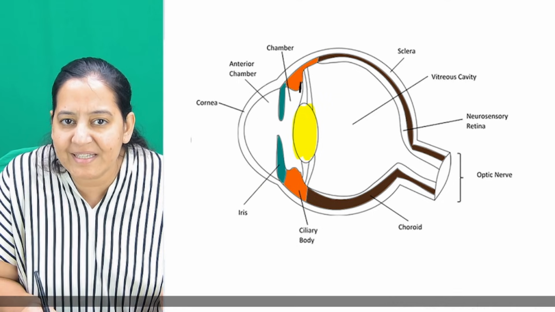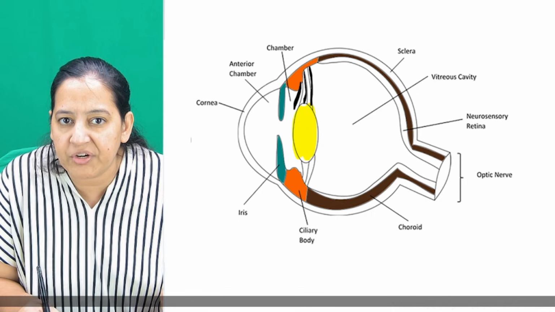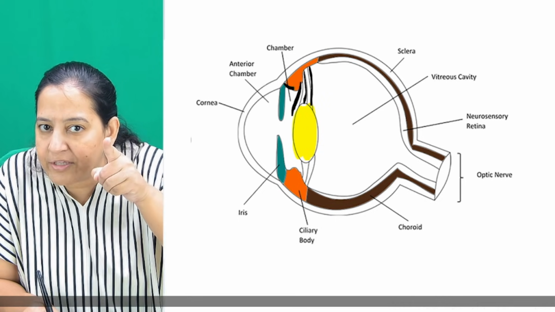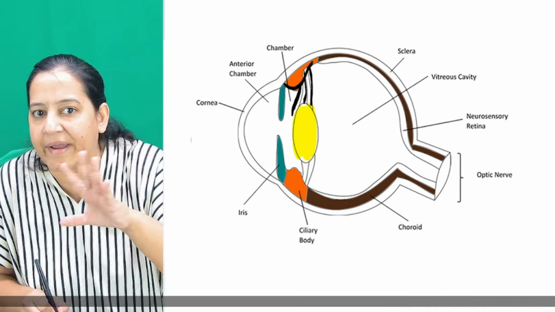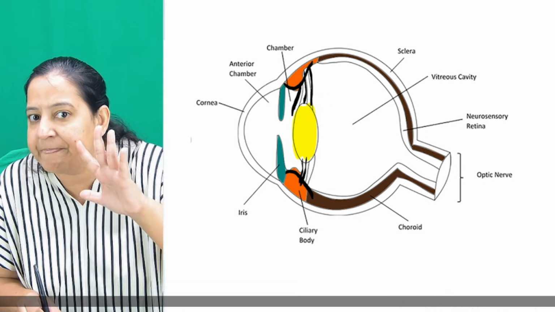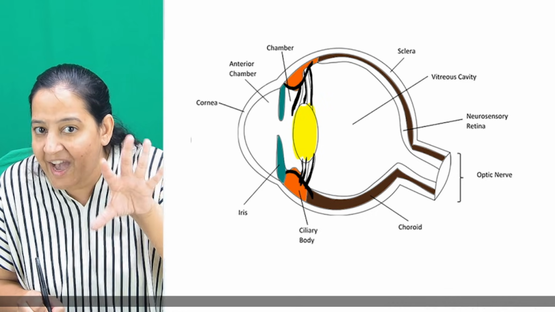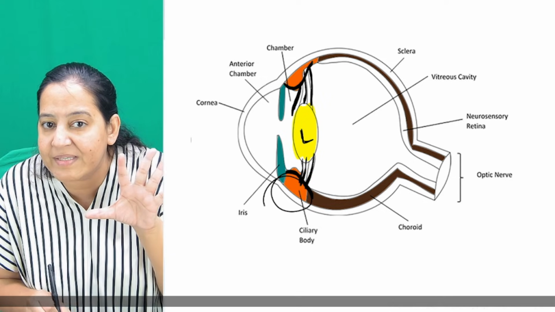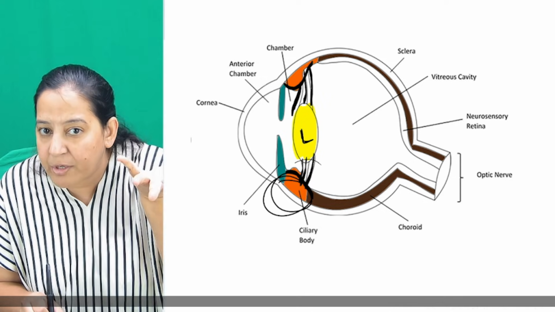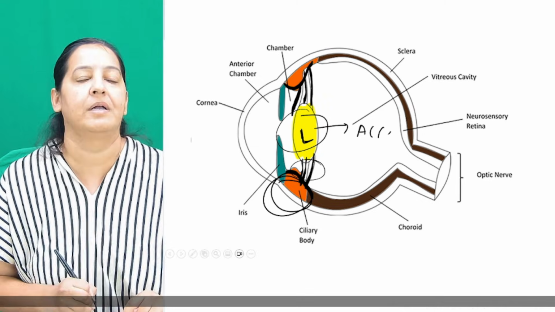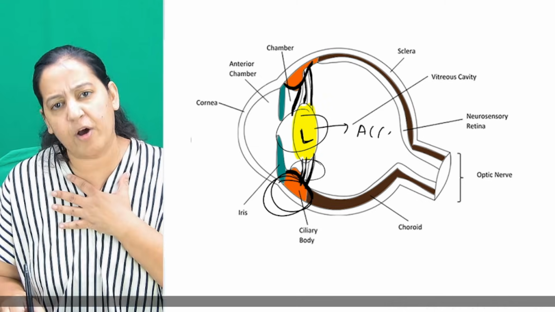So these thread-like structures are coming from the ciliary body. Appreciate the orange ciliary body, which is a continuation of the choroid, from which the thread-like structures are coming. These are known as zonules, and they keep the lens in place. Now I will tell you what happens when the ciliary body contracts. What will happen to the zonule and to the lens will help you understand accommodation. I hope you are understanding the anatomy. I will come to accommodation.